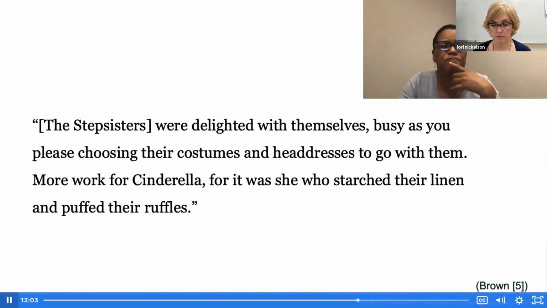So now, how would you describe what the stepsisters did? One more time, how would you describe what the stepsisters did? Share with a learning partner or just share aloud. They were delighted because they were making her busy, weren't they? She was having to choose costumes and headdresses and starch their linens and puff their ruffles. She was just busy, busy, busy.